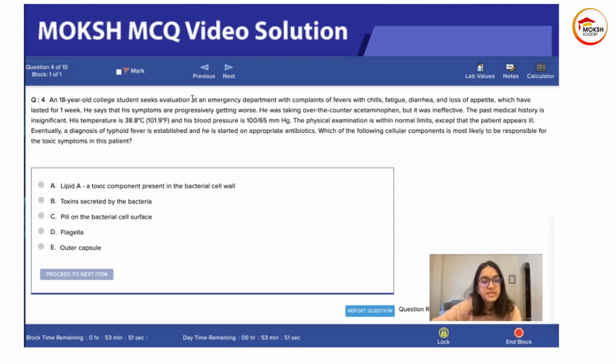An 18-year-old college student seeks evaluation at the emergency department with complaints of fevers, chills, fatigue, diarrhea, and loss of appetite, which have lasted for 1 week. He says that his symptoms are progressively getting worse. He was taking over-the-counter acetaminophen, which was ineffective.